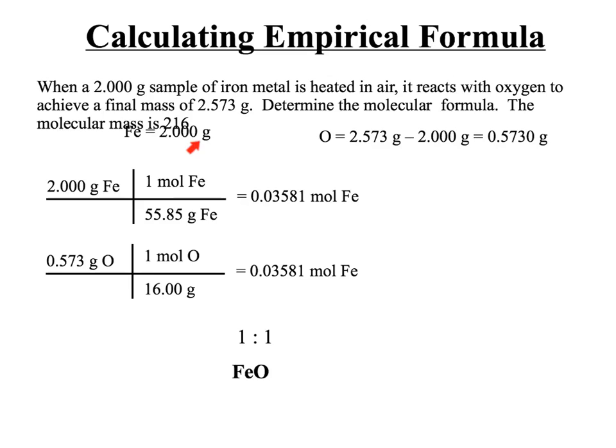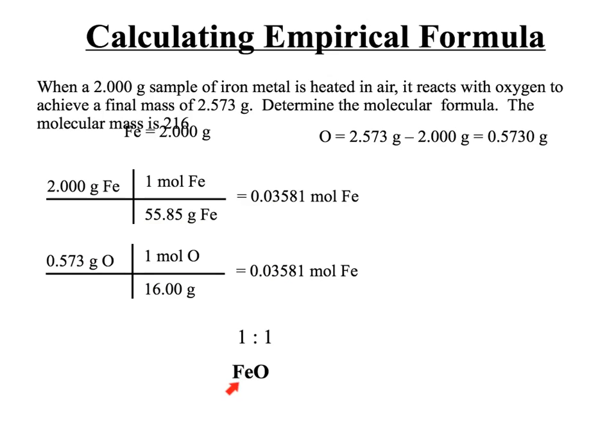We will now convert our grams to moles. So our 2 grams of iron, using our conversion factor of 1 mole equals the weight from the periodic table, cancels out our grams. We are now into moles for iron. We take our 0.573 grams of oxygen, using our conversion factor of 1 mole equals the mass from the periodic table, cancel out our units. We are now in moles of oxygen. We look at these numbers, and they are the same numbers, so we divide them by the smallest number. We get a 1-to-1 ratio, or FeO.